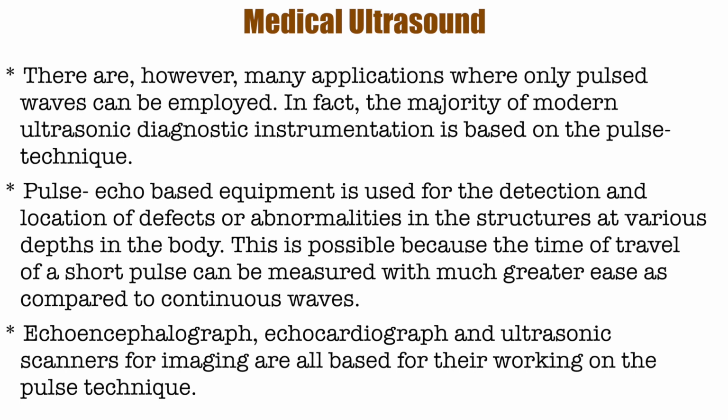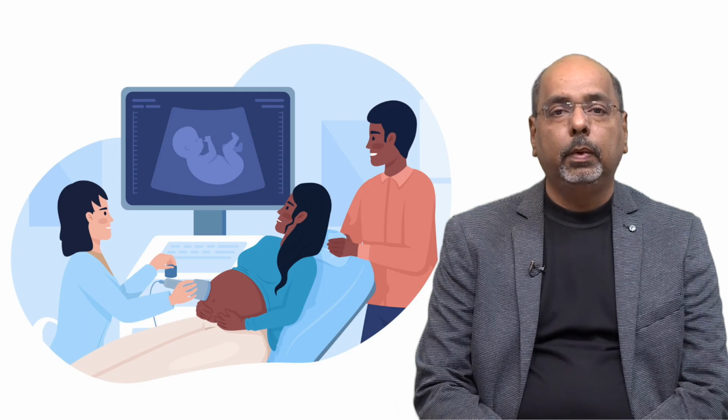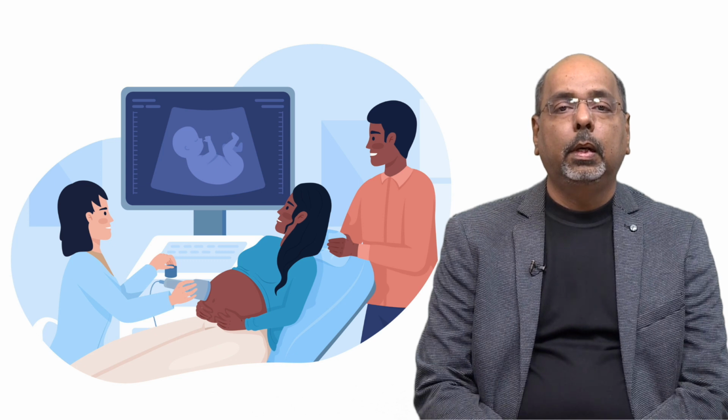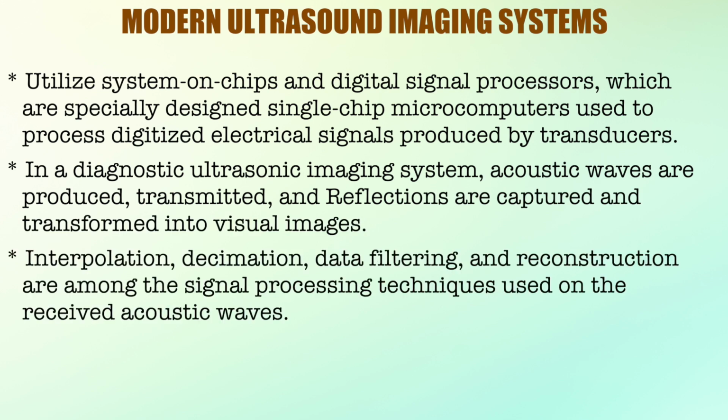Echoencephalograph, echocardiograph and ultrasonic scanners for imaging are all based for their working on the pulse technique. Now we are going to see modern ultrasound imaging systems. They make use of digital signal processors and systems on chips, which are specially designed single chip microcomputers that process digitized electrical signals generated by the transducers.